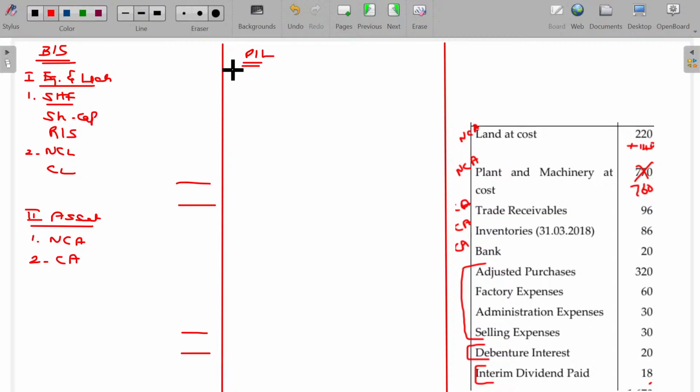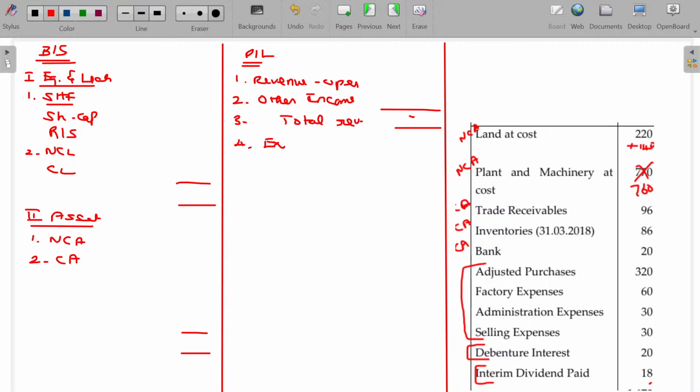In the P&L account, you start with what? Revenue from operations, other income. Predominantly these two will come, and this is total revenue. Fourth one being the expenses. In the fourth one, adjusted purchases. Adjusted purchases is nothing but purchases plus changes in stocks.